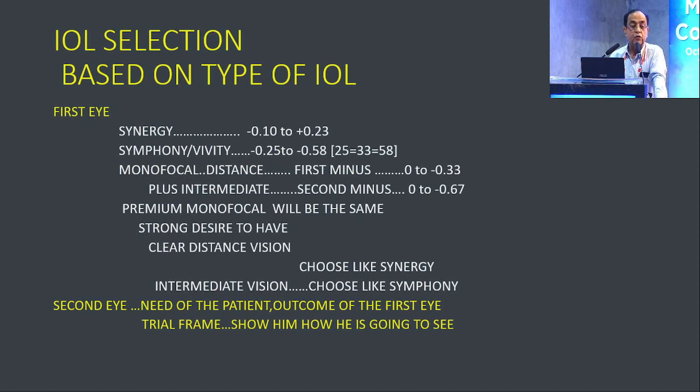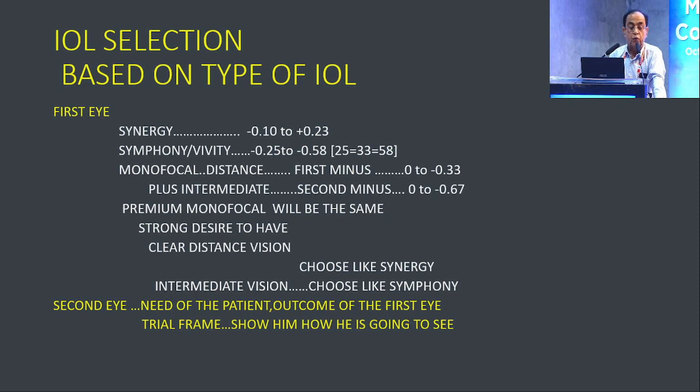That means when I am choosing a Synergy lens, my target IOL choice will be the IOL which gives around -0.10 to +0.23. I will not like to have more minus in this case. Slightly on the plus side, I do not mind because the Synergy gives excellent near vision. But when I am using Symphony, I will not like to have my target refraction of less than -0.25. That means if I add 3 onto -0.25, the IOL I will choose is which is between -0.25 to -0.58.